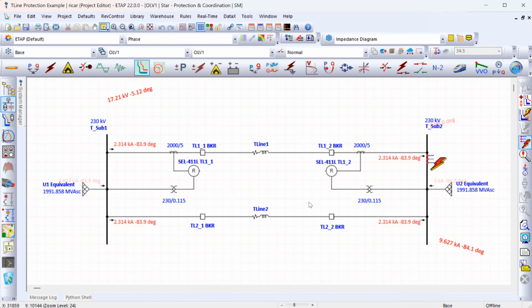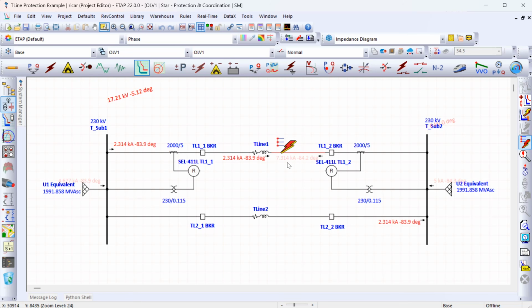Now, coming back over here to the ETAP model, let's say that now we have a fault inside of the transmission line. So I'm going to change this fault and place it right here inside of the transmission line on the T sub 2 side. Now notice here that the current magnitudes are different from both sides. Here on the left we have 2314 amps, while over here on the right, it's a little faded, but we have 7314 amps.